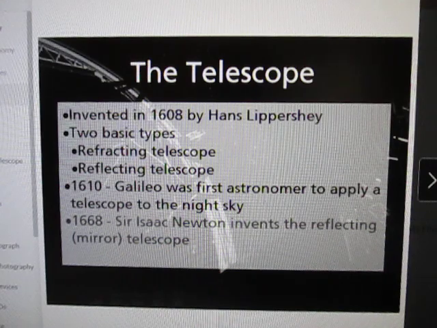Third, in 1610, Galileo was the first astronomer to make a telescope and apply it to observing the night sky. And last, the reflecting, or mirror telescope, was invented in 1668 by Sir Isaac Newton.